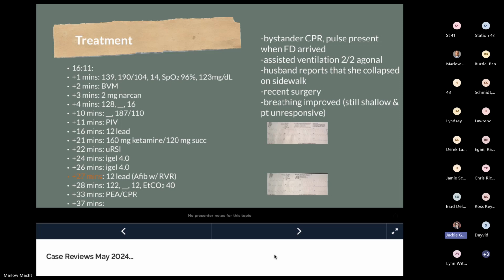because her breathing, although improved, was still shallow and she was still unresponsive. So at 21 minutes, they gave her 160 milligrams of ketamine and 120 milligrams of succinylcholine. They attempted to RSI her. That was unsuccessful. At 24 minutes, they placed an iGel, and I think somewhere between 24 and 26 minutes, they attempted to intubate her again. That was unsuccessful. So they placed another iGel and left it at that. At 27 minutes, they initiated transport, and a second EKG, next.